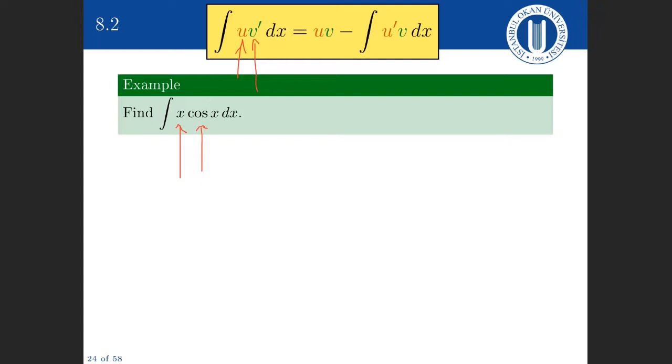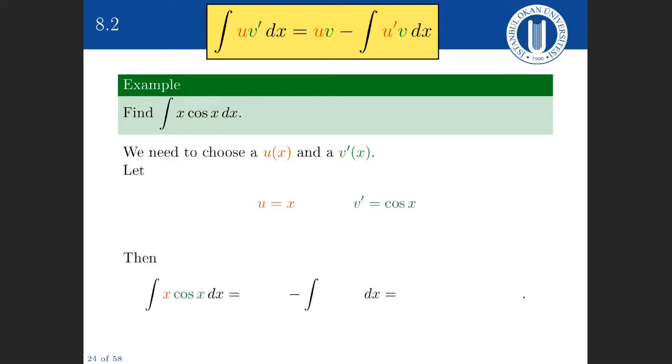Remember, we want to make this integral easier. We want to simplify it somehow. One of these two functions we're going to differentiate, one of them we're going to integrate. Let's look first at x. Does this get easier if we differentiate it, or does it get easier if we integrate it? The answer is x gets easier when we differentiate it, because the derivative of x is just 1. So I'm going to choose u is equal to x and v prime is equal to cos x.